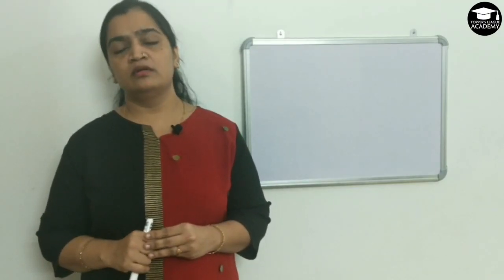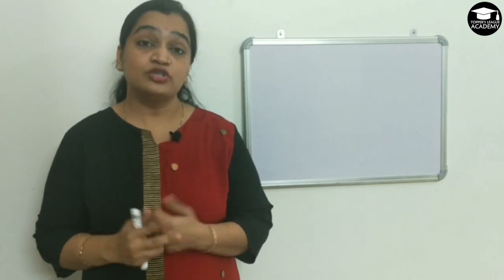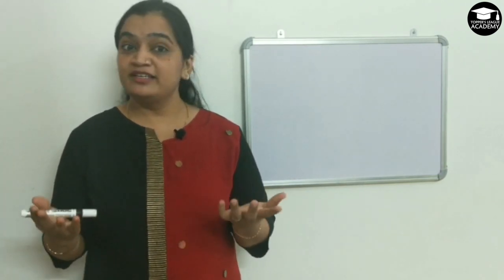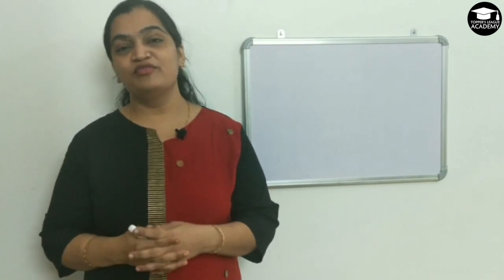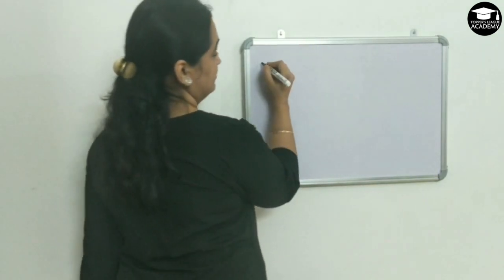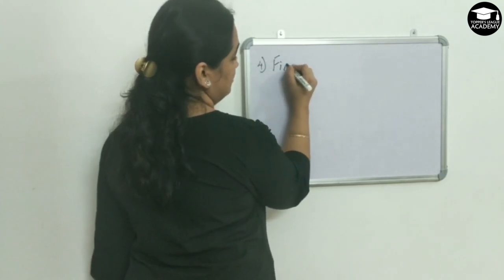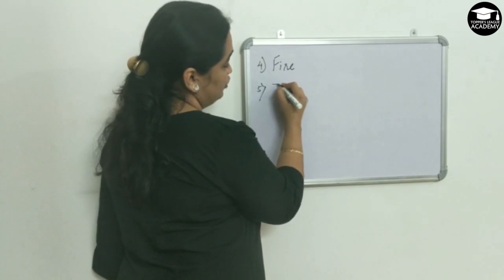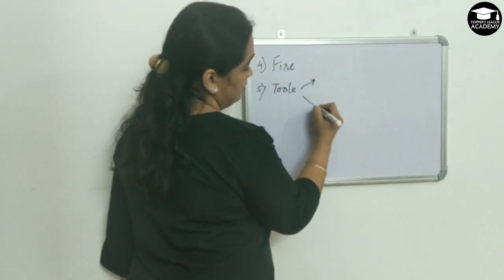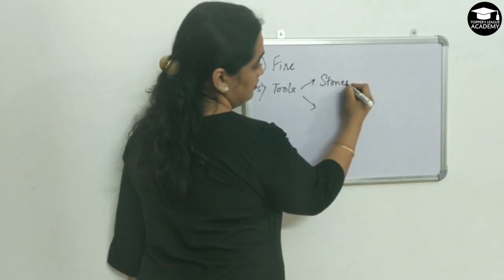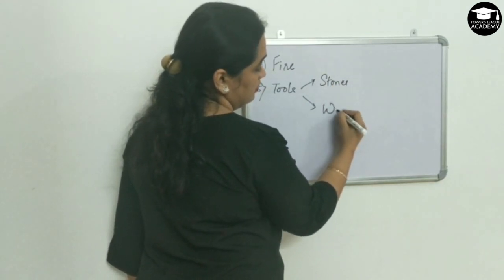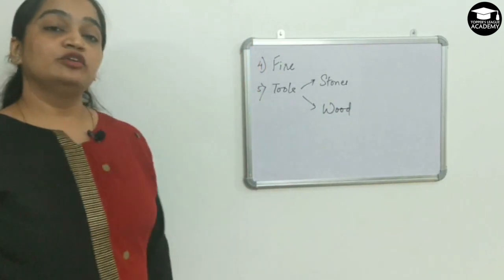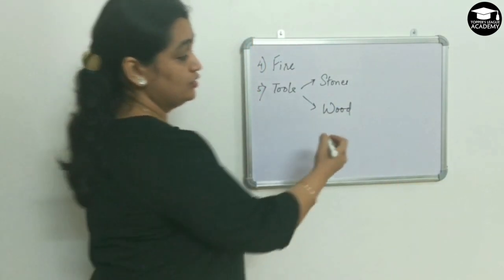Take a look at this picture. Next, while using the stones as a tool, they might have rubbed them to sharpen them, of course. And that would have been the time when fire came out. And that's how fire came into the picture. So fire. Tools, made out of stone and wood, which later evolved to metals.